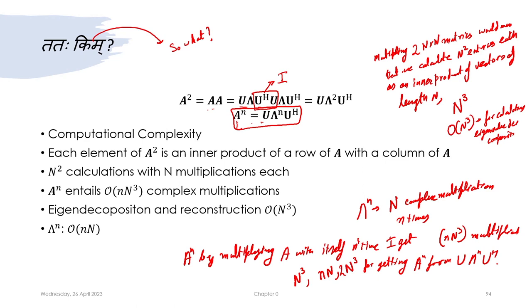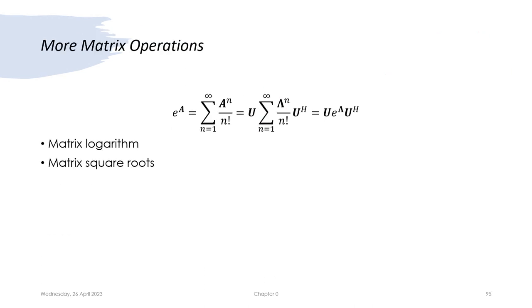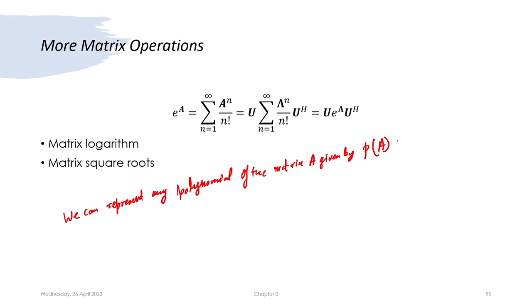No, this is not all. There are more fun ways of doing this. Basically, we can represent any polynomial of the matrix A, given by P(A), as U P(lambda) U Hermitian. Since we can represent any arbitrary power of the matrix with this representation, we can also represent any arbitrary polynomial of the matrix, which makes the computation of any matrix polynomial easy using the eigen decomposition.